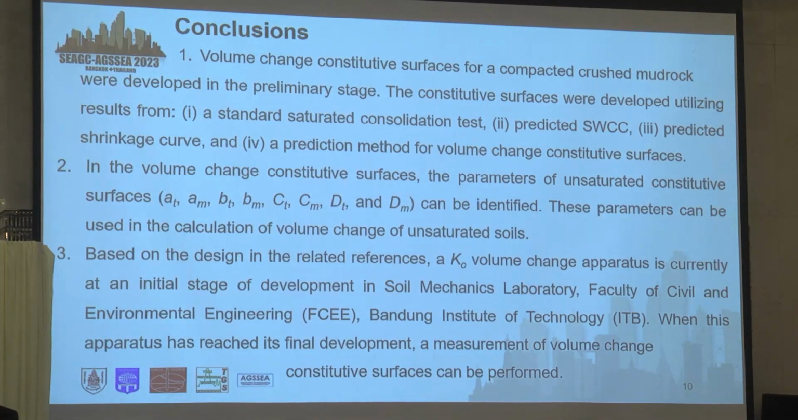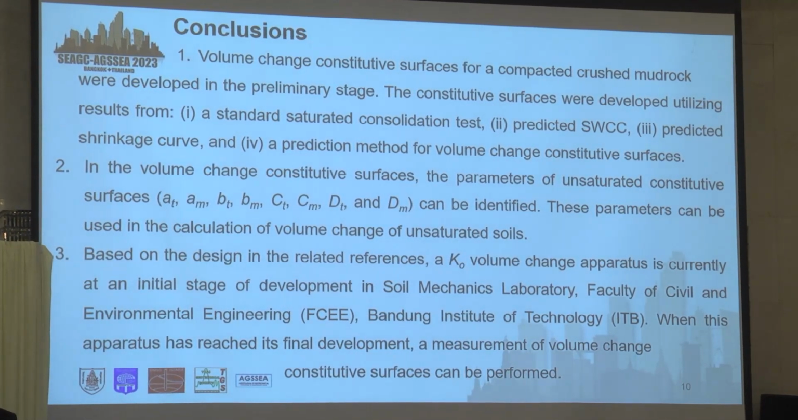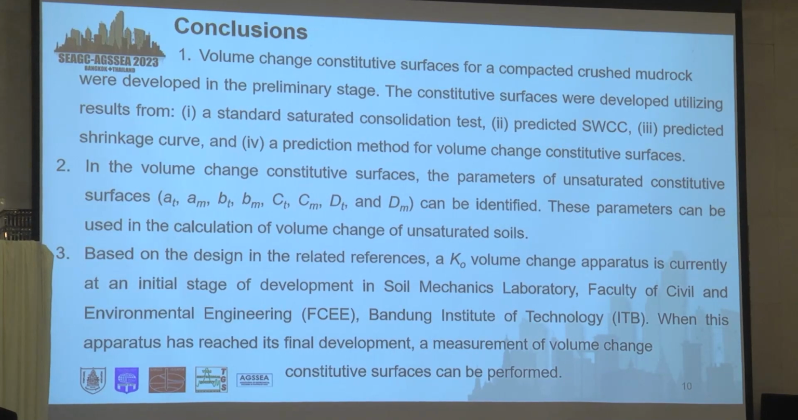In conclusions, number 1, volume change constitutive surfaces for compacted mud rock were developed in the preliminary stage. The constitutive surfaces were developed utilizing the results from a standard saturated consolidation test, predicted SWCC, predicted shrinkage curve, and a prediction method for volume change constitutive surfaces. Number 2, in the volume change constitutive surfaces, the parameters of unsaturated constitutive surfaces that are AT, AM, BT, BM, CT, CM, DT, and DM can be identified. These parameters can be used in the calculation of volume change of unsaturated soils.